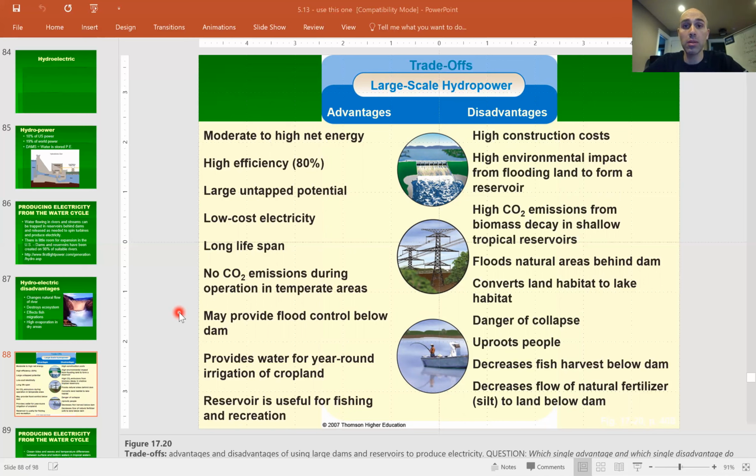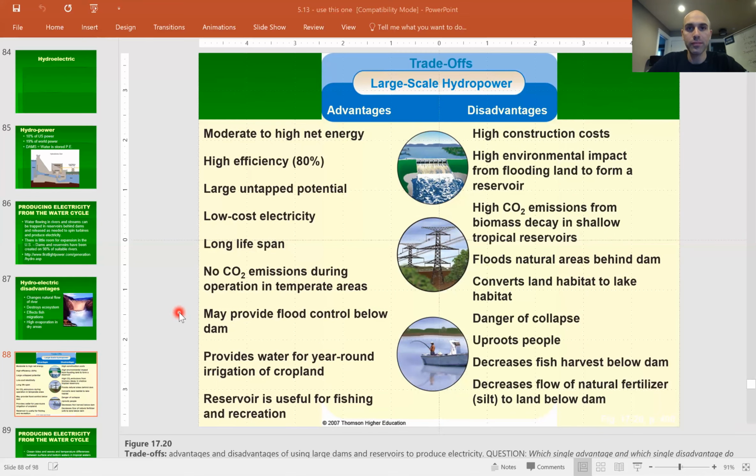Decreased fish harvest below the dam. Decreased flow of natural fertilizer or silt to land below the dam. Okay, all very important things to think about. Also very important if you have to argue, say there's a question about dams on the FRQ portion of your AP exam, you need to be able to argue both the advantages and the disadvantages.